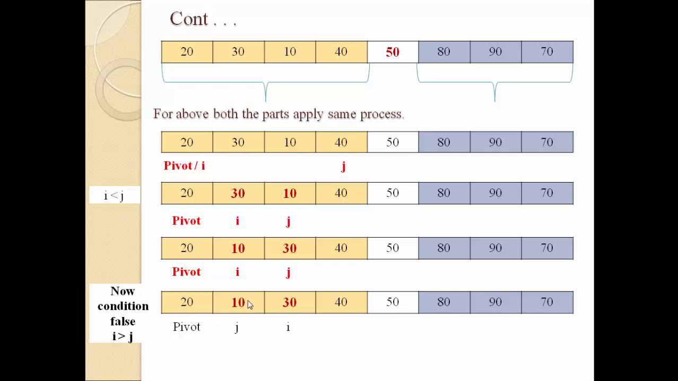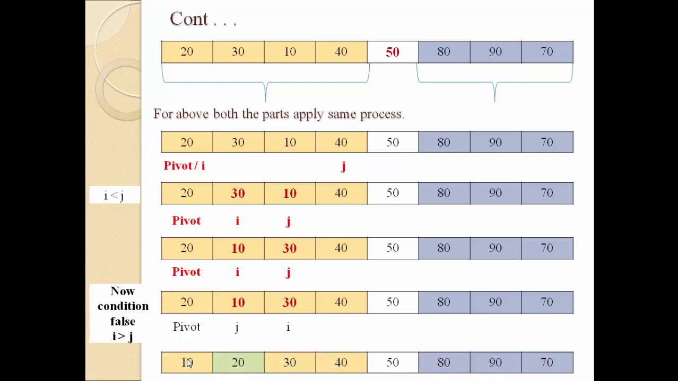So we cannot swap these two numbers, but we have to swap the pivot element with the jth element. So the jth element will be swapped with the pivot element. So the next list will be: 10 will move here, 20 will move here, and we get the correct position of our pivot element. So now 20 is on the correct position, 50 is on the correct position, and we have two separate parts: the left part which is less than 20 and the right part which is larger than 20. Right, so now we have two different parts.